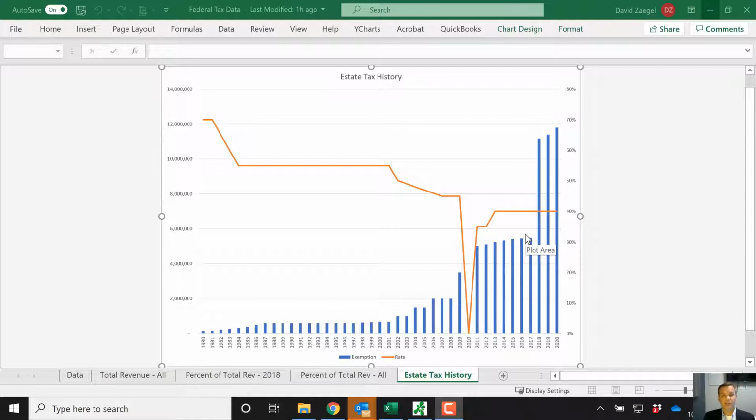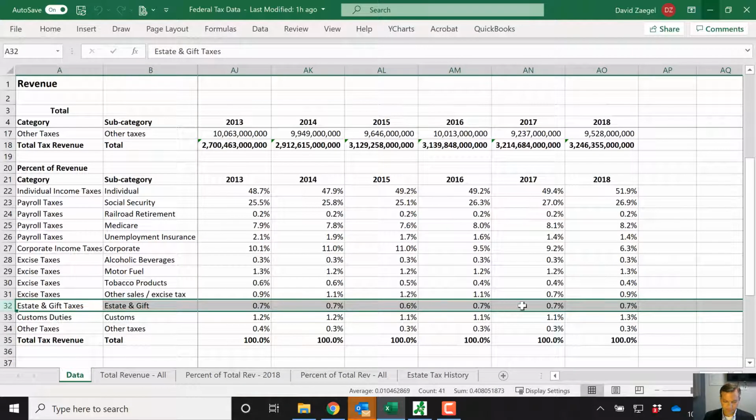Now, in terms of looking at what impact this all has on federal tax receipts, we talked before about using the 2018 figure as a reference guide: $3.25 trillion was the total of what the federal government took in as tax receipts that year. So what percentage of the total tax receipts was estate taxes? It was 0.7%. And that's been pretty consistent over time.